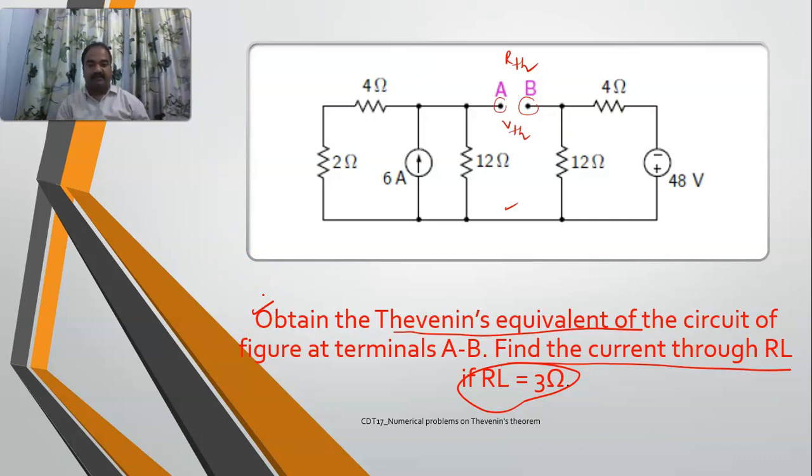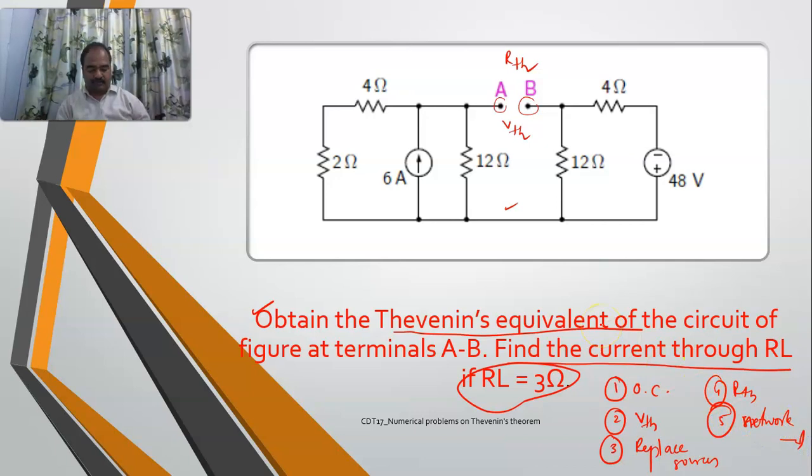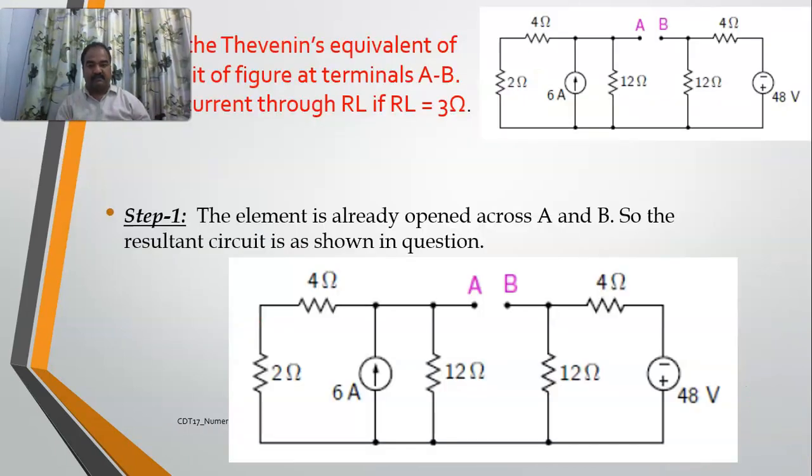You know that we have 5 steps. The first step is open circuiting the terminals. Number 2 is determining VTH. Number 3 is replace sources. Number 4 is RTH. And number 5 is network replacing. Right? So we will start with step number 1. You see that in step number 1, the terminals A and B are already open circuited. So there is no change in the circuit. So I have drawn the same circuit again here.